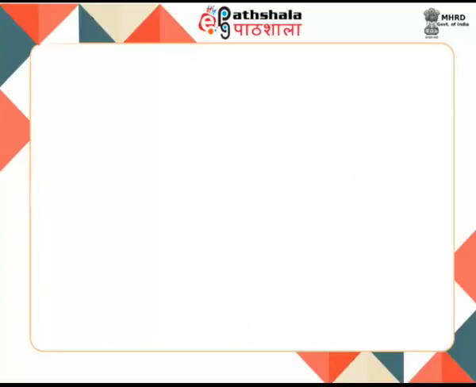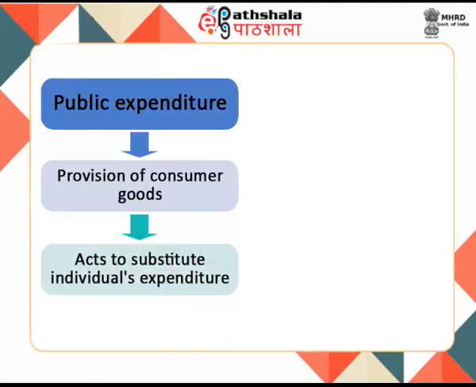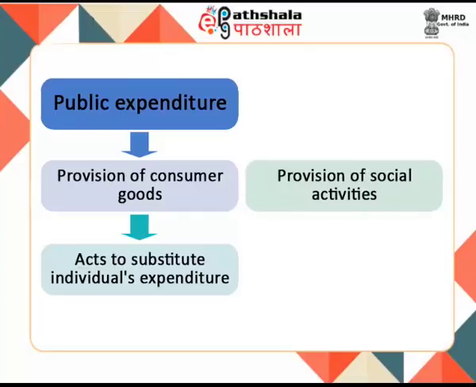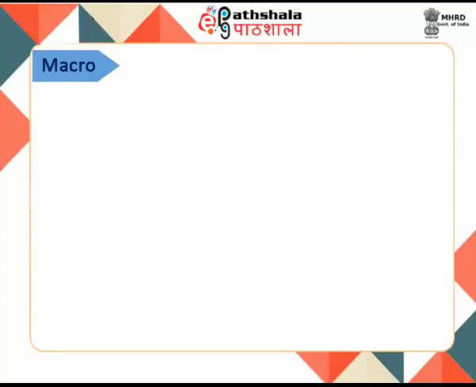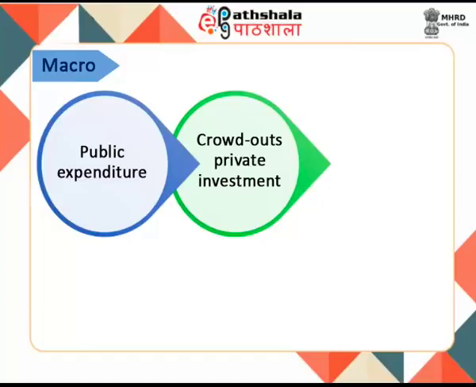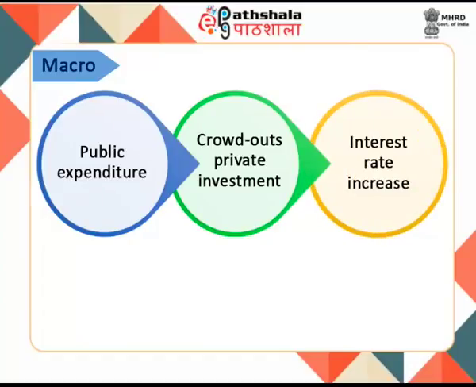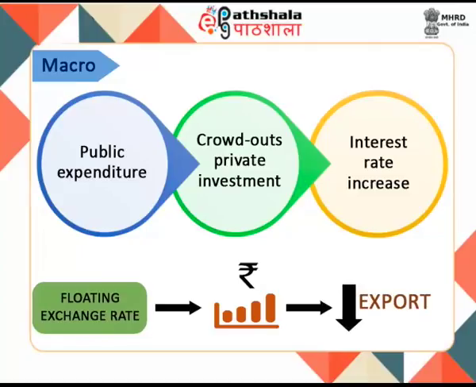At the microeconomic level, public expenditure, when directed to the provision of consumer goods, acts to substitute individuals' expenditure, as with the case of free medicines. But when directed to provision of social activities like education, public expenditure may trigger a further consumption expenditure like the purchase of books and uniforms. At the macro level, public expenditure is considered to crowd out private investment, possibly through an interest rate increase. This behavior in a floating exchange rate regime can trigger currency appreciation, thereby displacing exports as well.